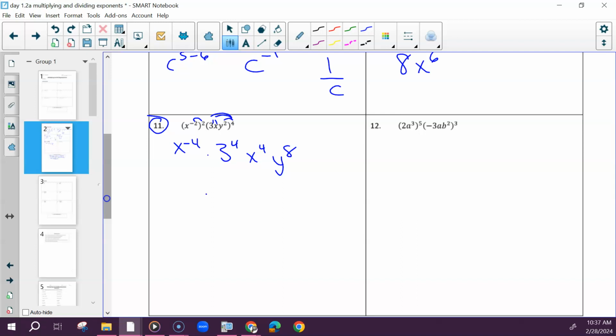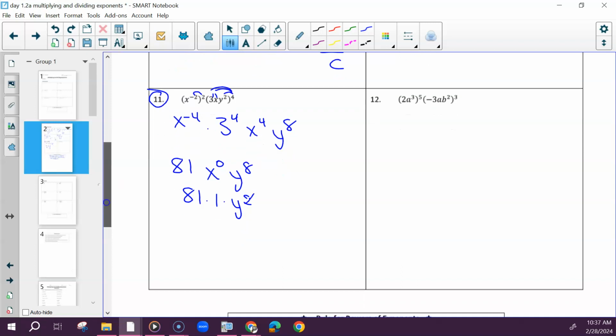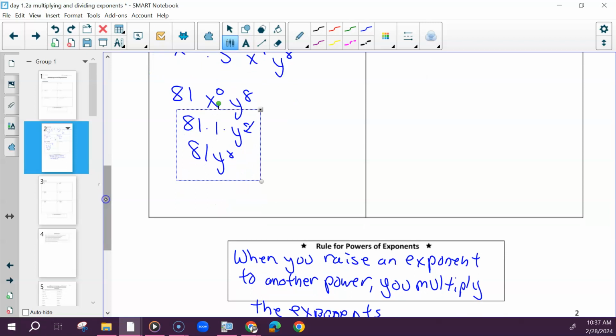3 to the 4th is what? 81. And anything to the 0 power is 1. So this would just become 1, which means this is just 81 y to the 8th. The x disappears. So sometimes your variables disappear. You start with 1 and now it's gone. But sometimes you do that by accident, so be careful.